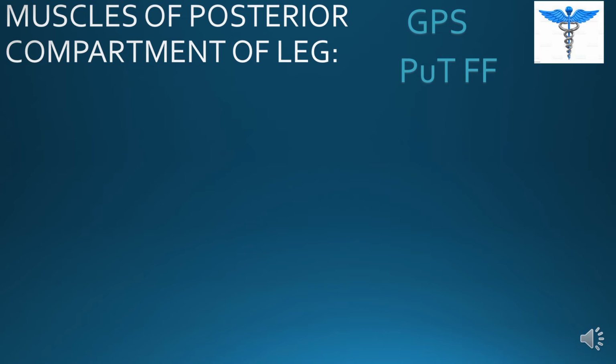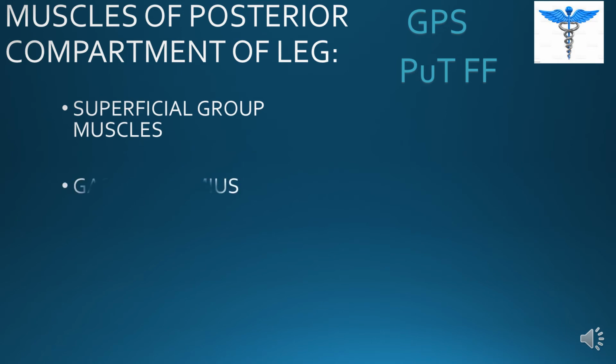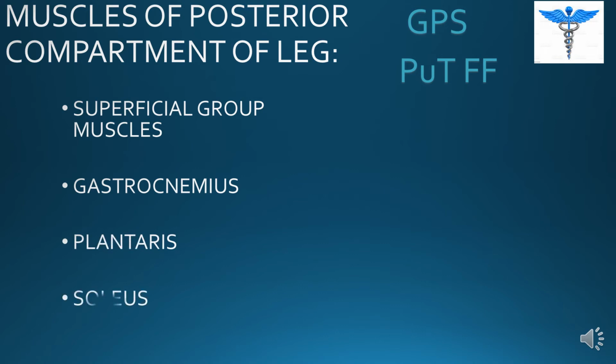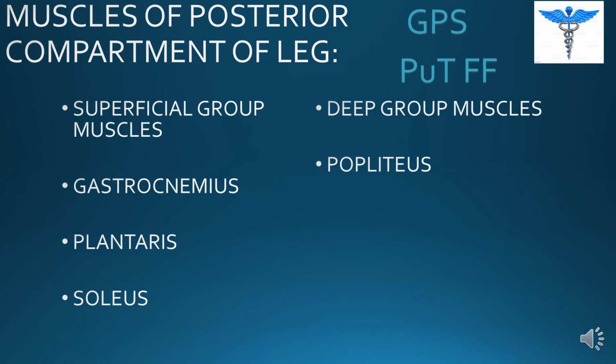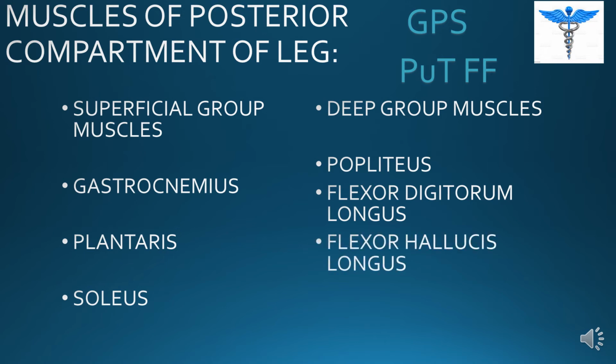So now let's see. Superficial group muscles are the gastrocnemius, the plantaris, and the soleus. Deep group muscles are the popliteus, the flexor digitorum longus, the flexor hallucis longus, and the tibialis posterior.